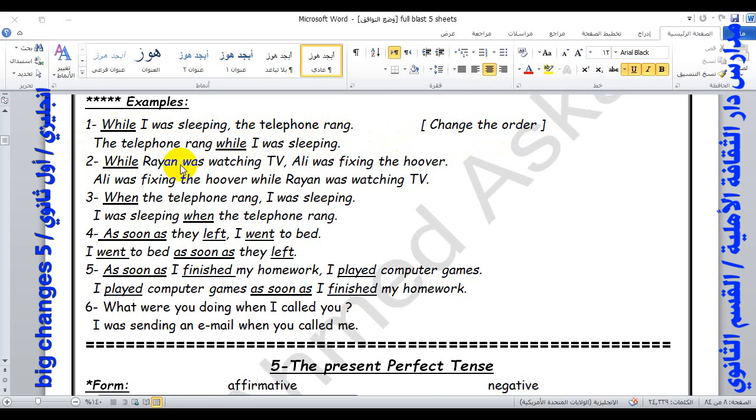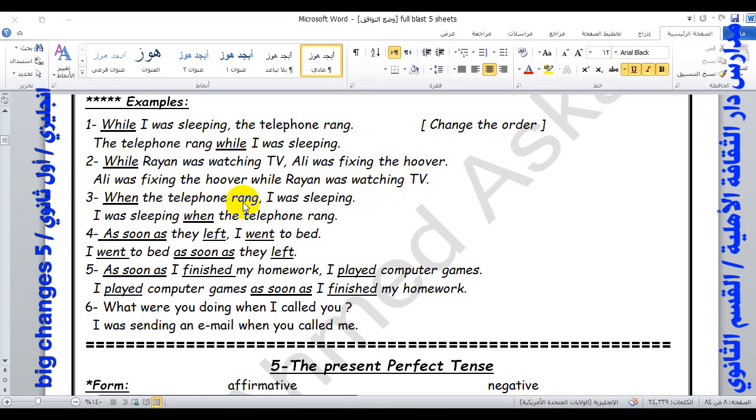Number 2, while Ryan was watching TV, Ali was fixing the Hoover. These are two actions happening at the same time in the past. في نفس الوقت اللي كان ريان يشاهد التلفزيون كان علي بيصلح المكنسة. ده حصل مثلا بالأمس. Ali was fixing the Hoover while Ryan was watching TV.